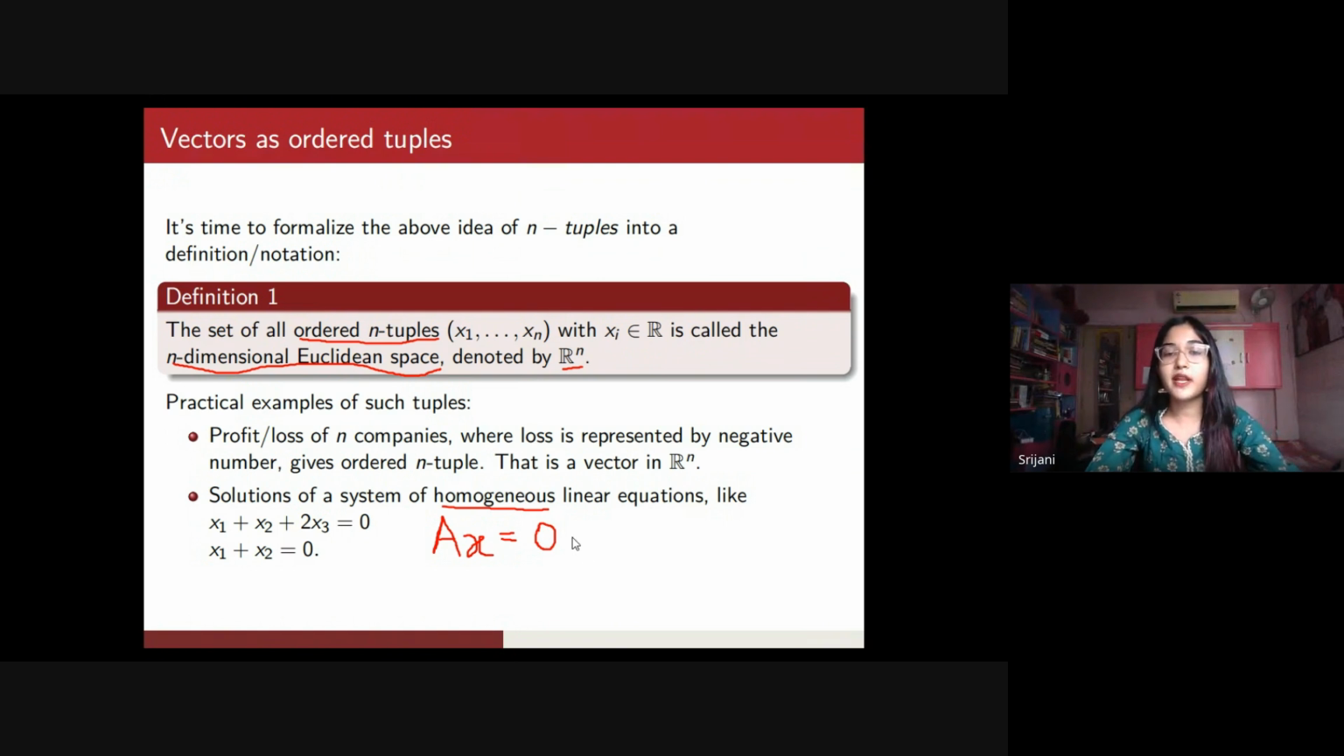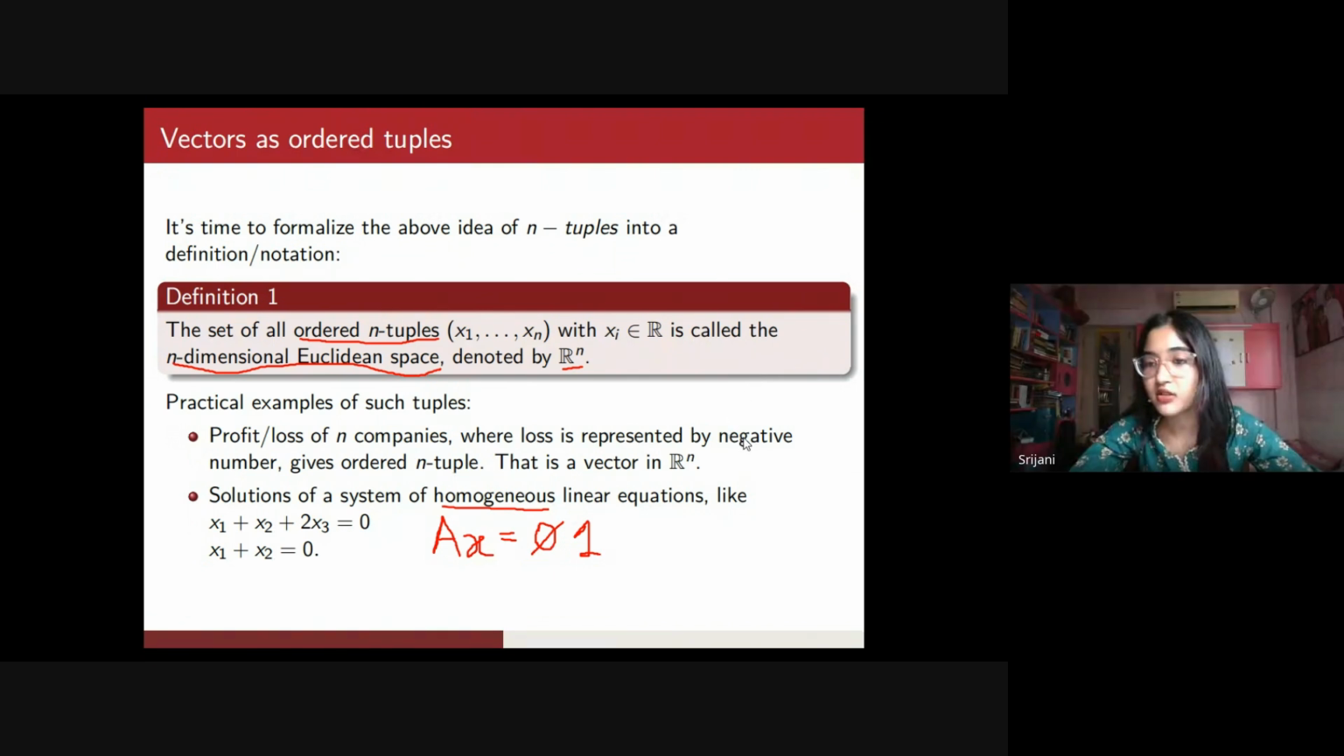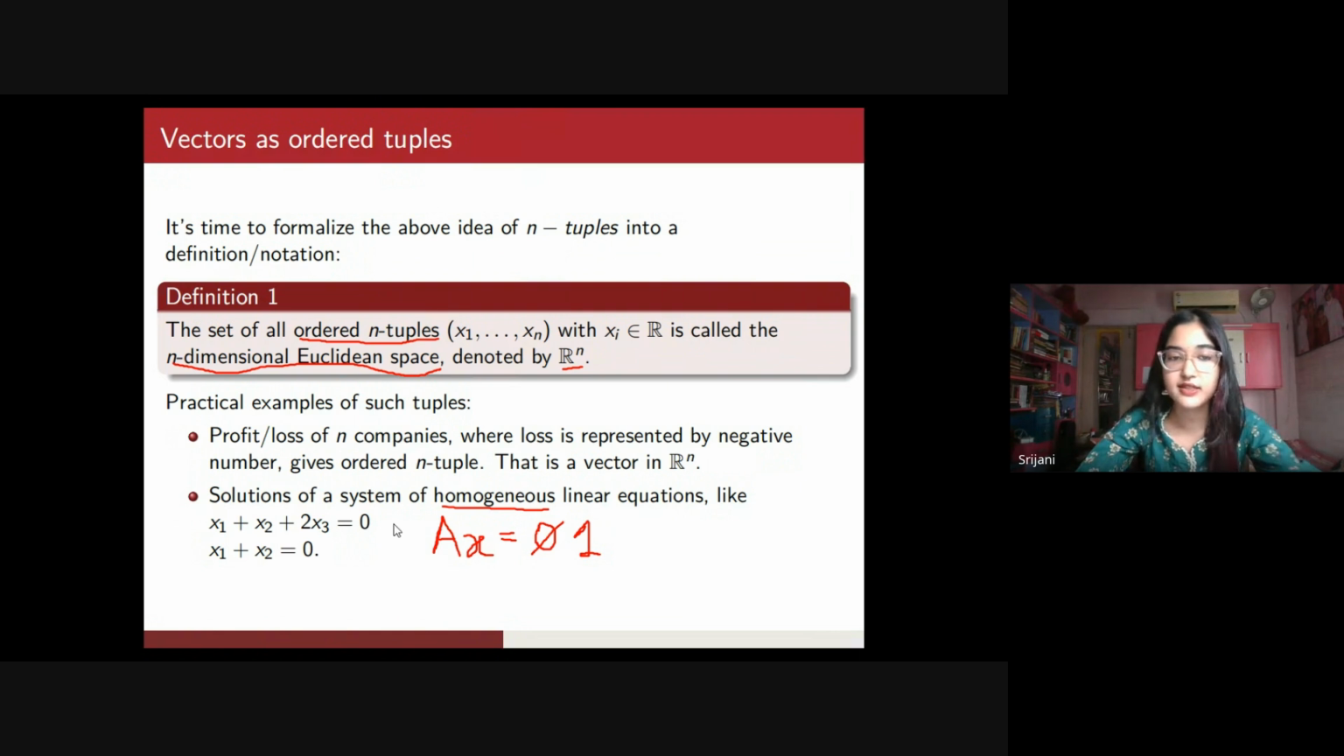Now, what if we replace this 0 with something else, say 1? Will it still be a vector or a vector space? What do you think? Suppose this is 1. It has to be a matrix on the right hand side. Can you say it a bit louder? It has to be a matrix on the right hand side. Yeah, it is a matrix. Ax equal to 0, I'm saying it is a vector space. But if it is 1, what will happen?